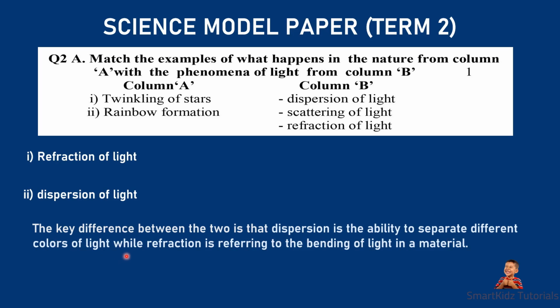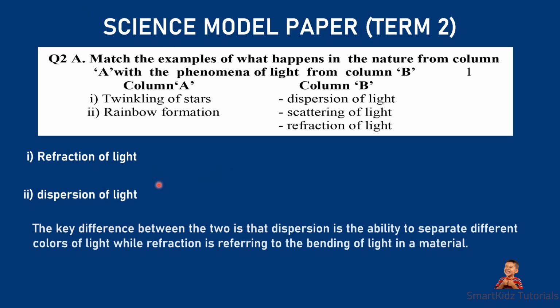So you see the rainbow formation, it's in different colors. It's actually coming from white light. White light is fragmented or dispersed into the colors of the rainbow, which are violet, indigo, blue, green, yellow, orange, and red. On the other hand, refraction means bending of light in a material.